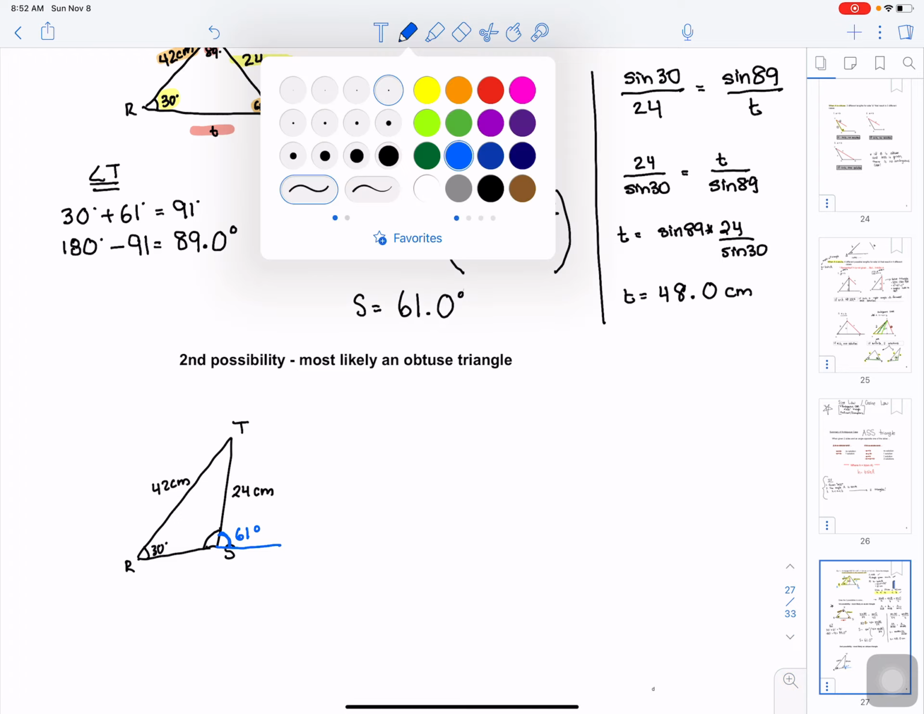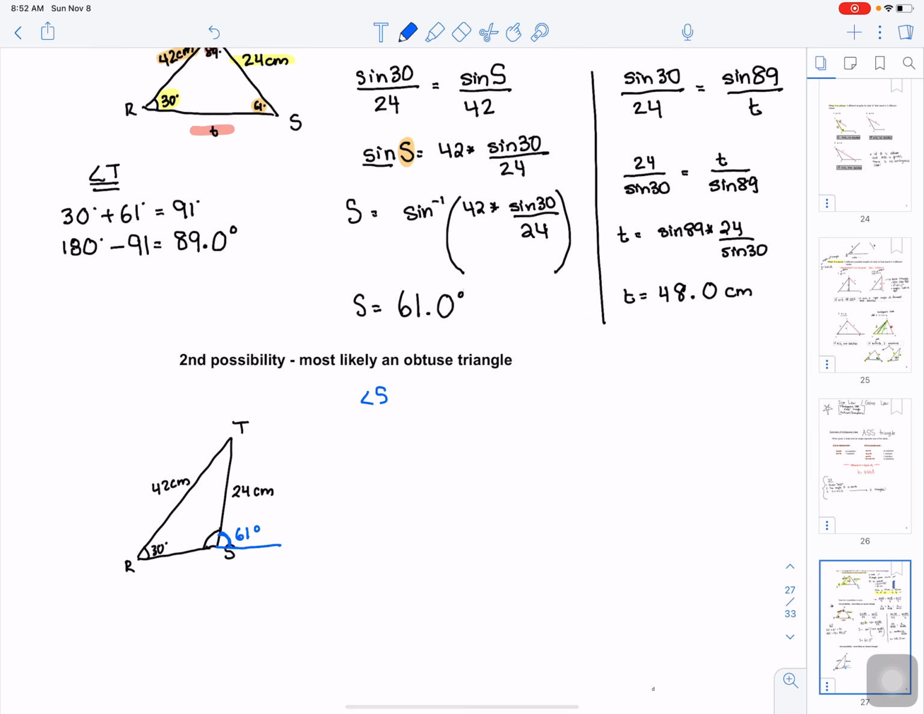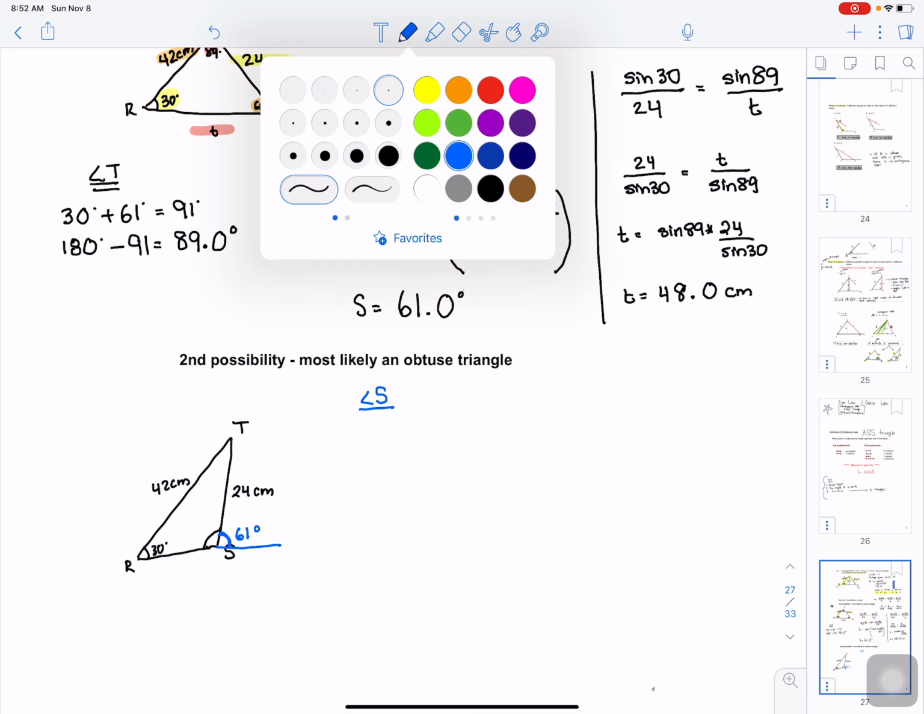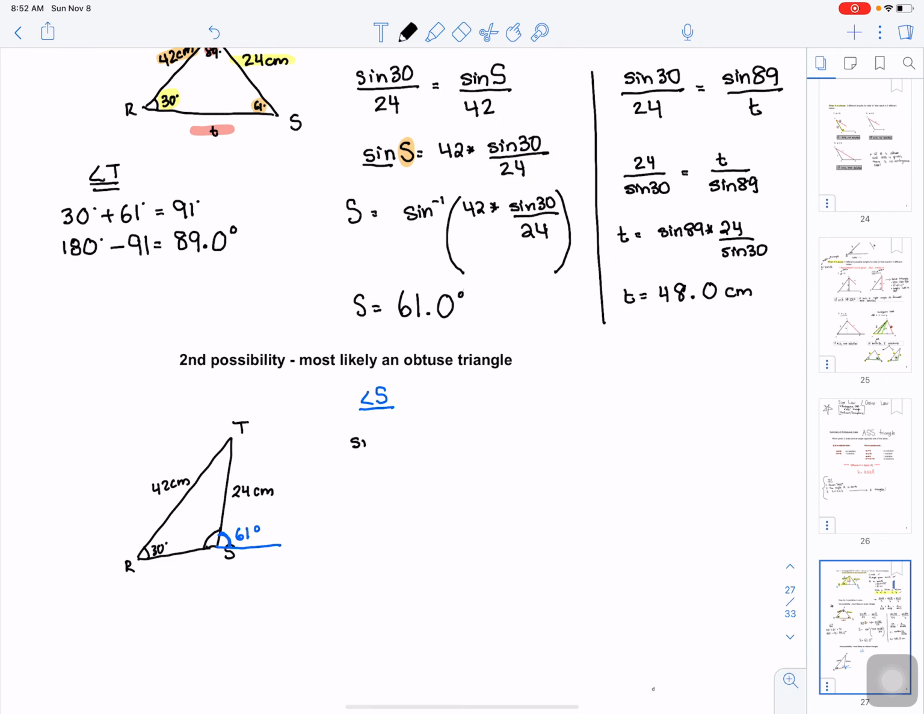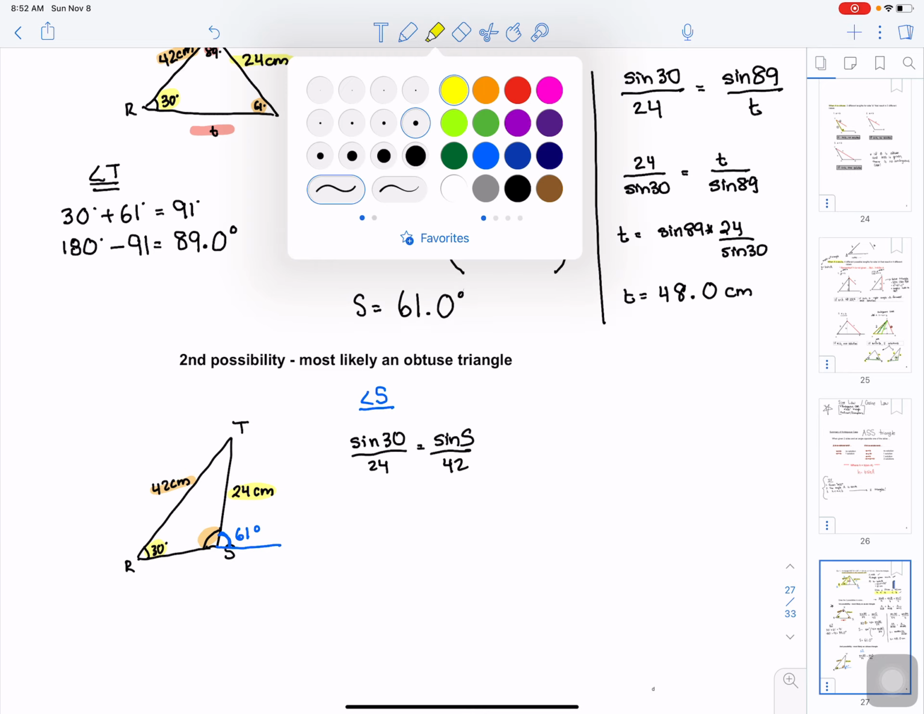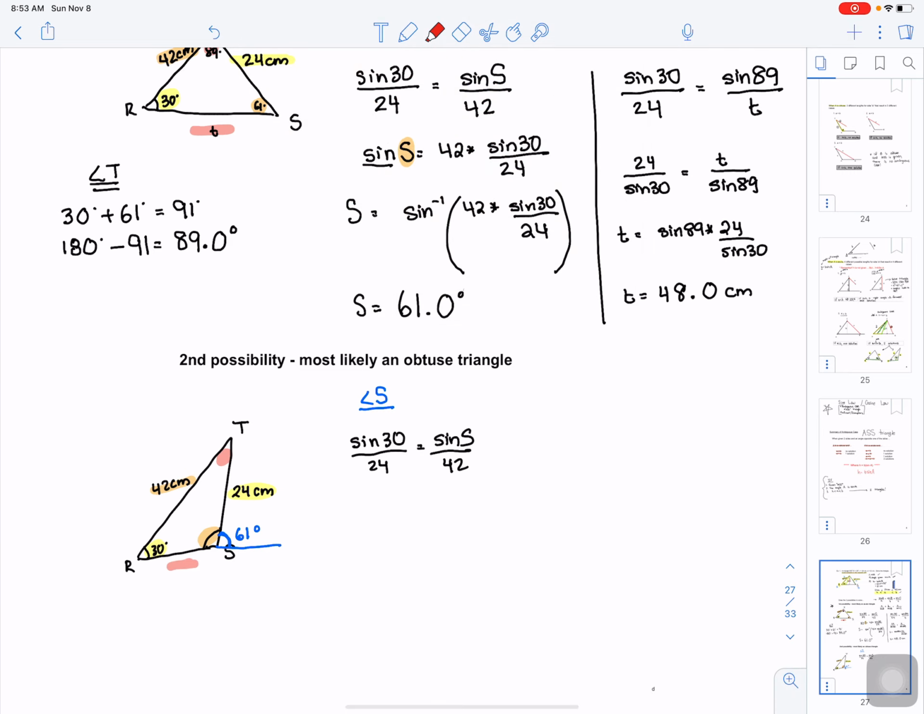So what we want to do is to find angle S, you would do your sine law, but what's going to happen is your sine law is going to give you the same calculation as it just gave us in the step above. Sine of 30 over 24 equals sine of S over 42. I'm going to color it the same way as I did before. Here's my angle and my side in orange, the angle given and its opposite side in yellow, and the angle T in red.